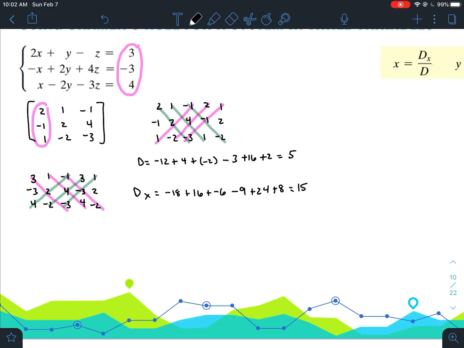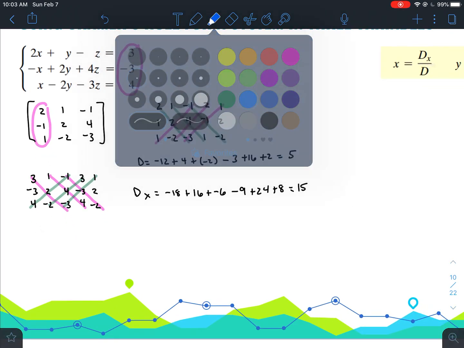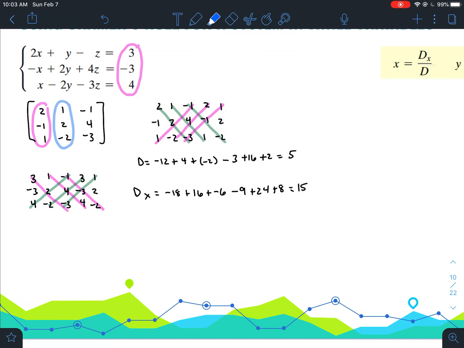And now we're going to take the y column of the original coefficient matrix and replace it with the solution column. So I'll have 2, -1, 1, and then the y column becomes 3, -3, 4, and then we still have -1, 4, -3, and then repeat the first column, so 2, -1, 1, and then repeat the second column, 3, -3, 4, and then we're going to call that new determinant dy.